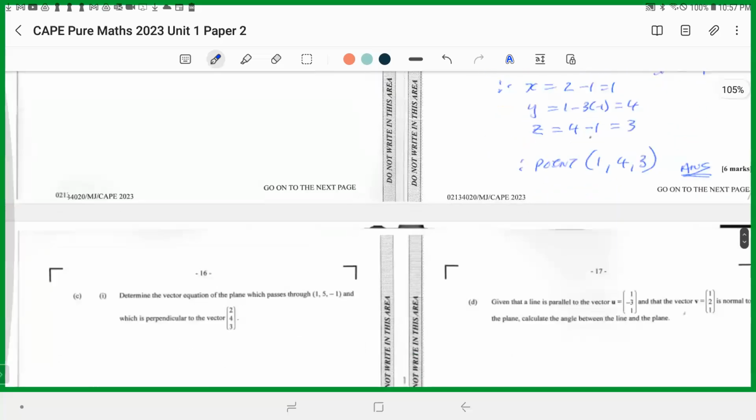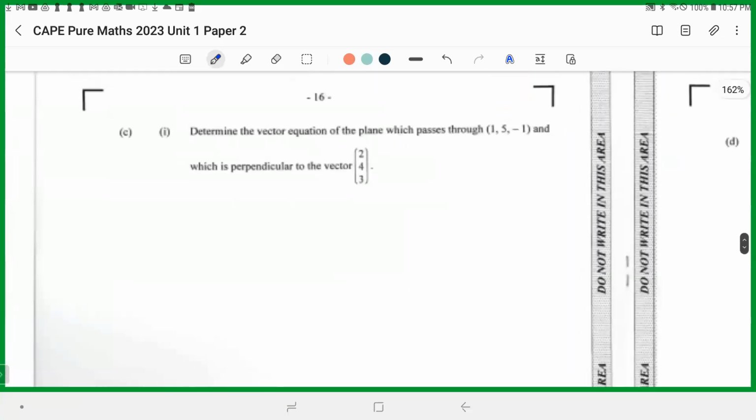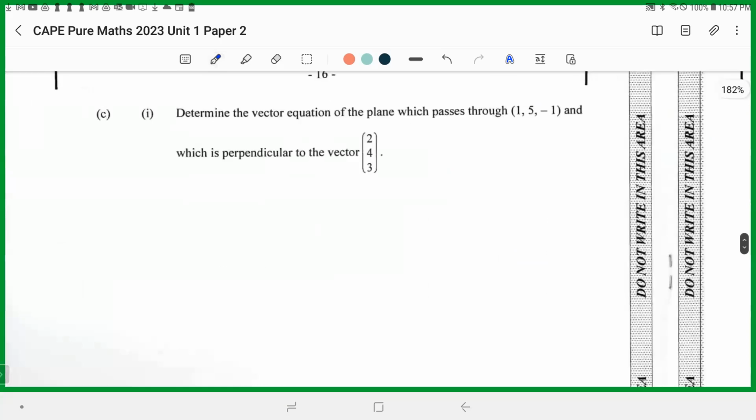All right, let's go down here. Oh, more vectors. Even more vectors. Oh, wow. This one said determine the equation of the plane which passes through this point. So this point is our A, and it's perpendicular to this. So this is our N. Easy question. The plane is R dot N equals A dot N. That's the equation of the plane.